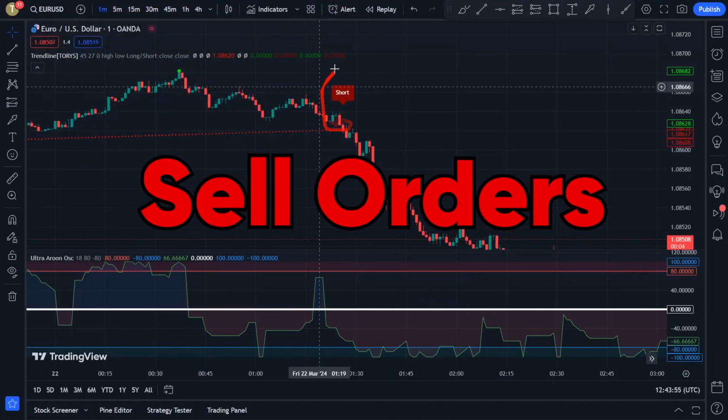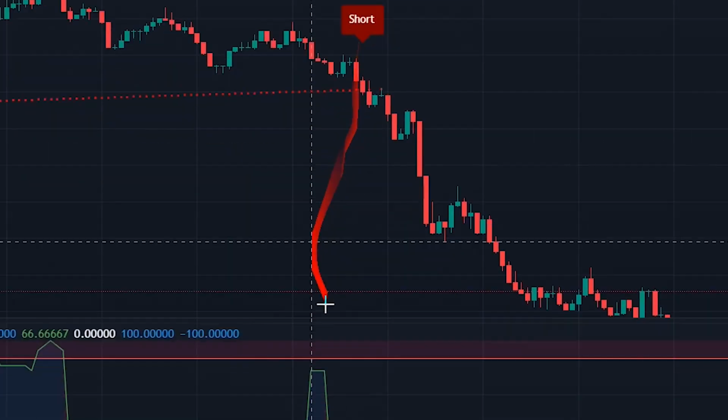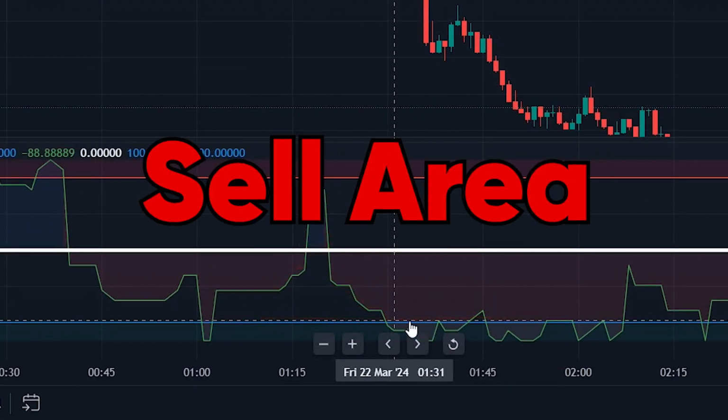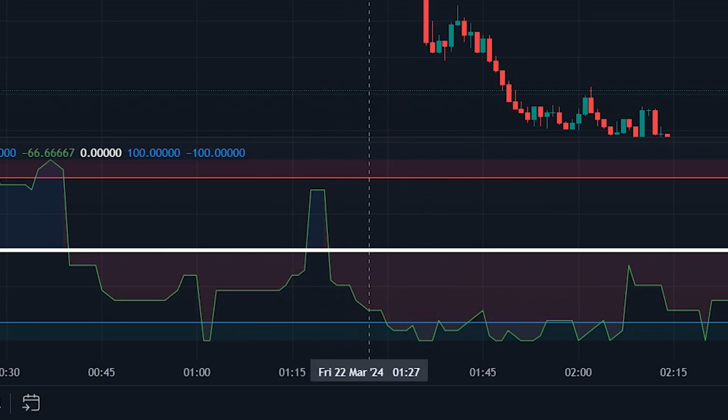For sell orders, find sell signals. After that, we go to the Ultra Arun indicator and make sure that we are in the sell area and the midline is crossed downwards.